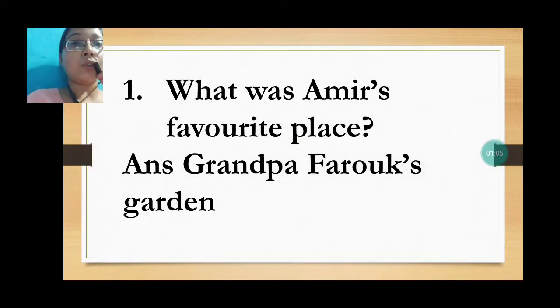Question number 1. What was Amir's favorite place? Do you know what was Amir's favorite place? Grandpa Farouk's garden was Amir's favorite place. This question is from chapter number 2. So in this you will write Grandpa Farouk's garden. You will write the name of the garden. The name was Grandpa Farouk's garden. Okay, what was Amir's favorite place? Grandpa Farouk's garden. So in this way you will write all the answers.